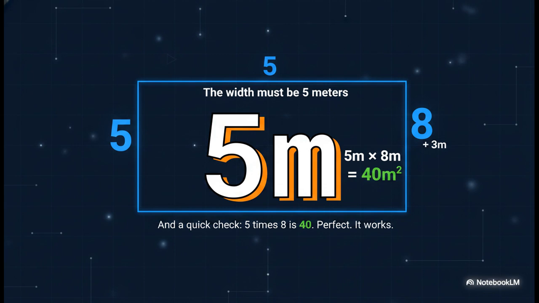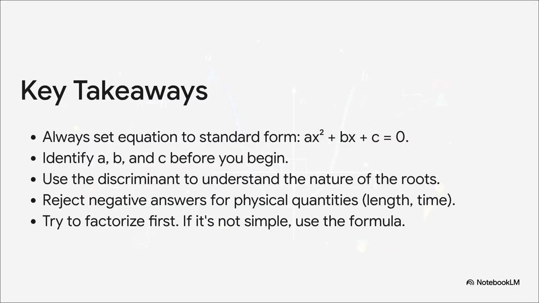Let's do a quick check. 5 times 8 is 40. Perfect. It all works out. So let's recap the pro tips. 1. Always get your equation into that standard form first. 2. Clearly pick out your A, B, and C. 3. Check the discriminant first. It can save you a ton of time.